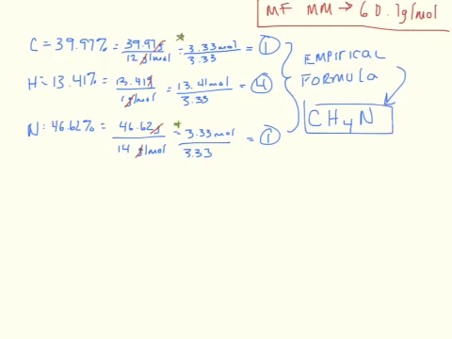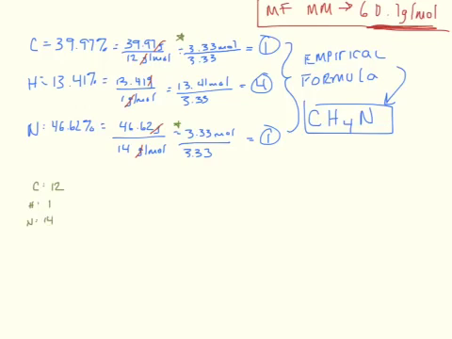Now, what do we need to do? Well, once again up here, up in the top right, we're looking for the molar mass of our molecular formula. So we need to find the molar mass of our empirical formula. You should see already, carbon is 12 grams, hydrogen is 1 gram, and nitrogen is 14.